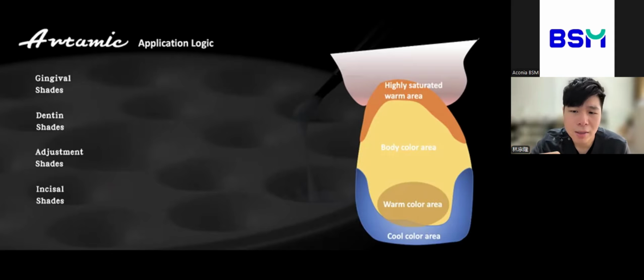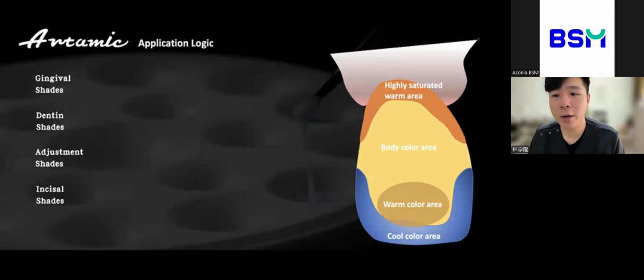When we look at the natural tooth, color isn't just about the overall shade. It's about the distribution of different colors and the depth. We usually divide the tooth into four main zones. The first is the cervical area. This usually has more saturated and vivid color, and since there's more dentin here, the color is deeper and more intense.